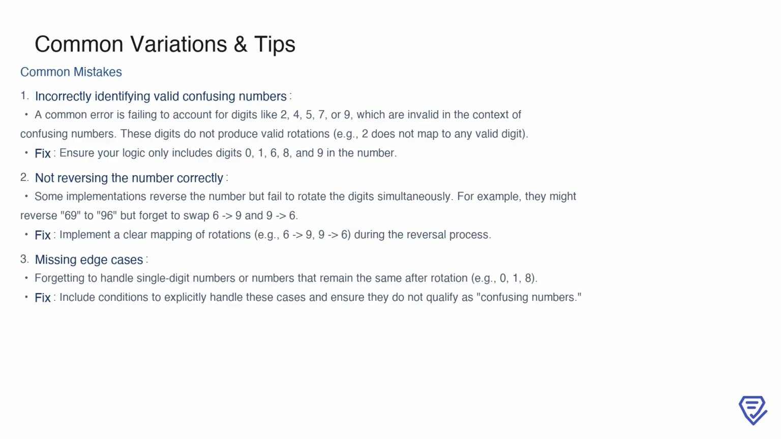Without properly mapping these rotations, the results will be incorrect. Finally, don't forget about edge cases like single-digit numbers or those that remain the same after rotation, such as 0, 1, or 8. These numbers are valid in rotation but do not qualify as confusing because they look identical before and after rotation. Including explicit checks for these cases will ensure your solution is robust.